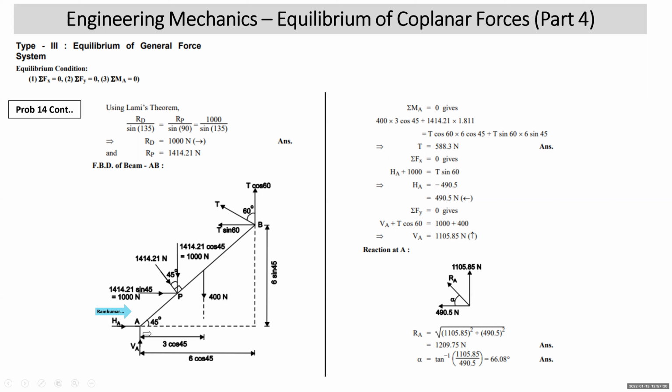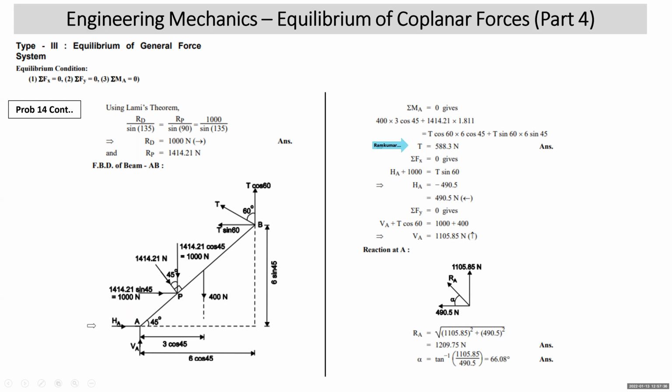400 into 3 cos 45 is clockwise. Then T sin 60 into 6 sin 45 is anti-clockwise. T cos 60 we will assume is against the moment center A. T cos 60 upward into 6 cos 45 is also anti-clockwise. This way the value of T is arrived.